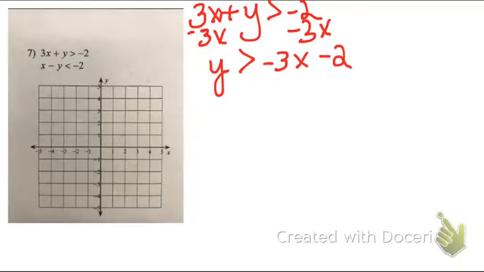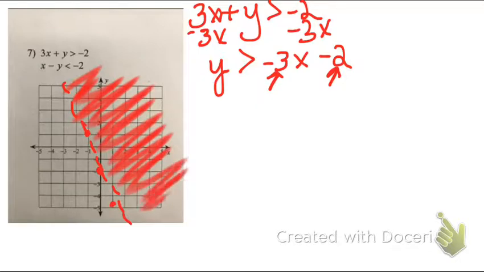I've got my y-intercept right there, and I've got my slope right there. So my y-intercept is negative 2. My slope is negative 3. So down 3, 1, 2, 3 over 1, or you can go backwards 1 and up 3. 1, 2, 3. And it's greater than but not equal to, so I'm just going to make this a dotted line. Sorry, it's pretty ugly. Okay, and then I'm going to shade everything above it because it's greater than. The y values are greater than that.